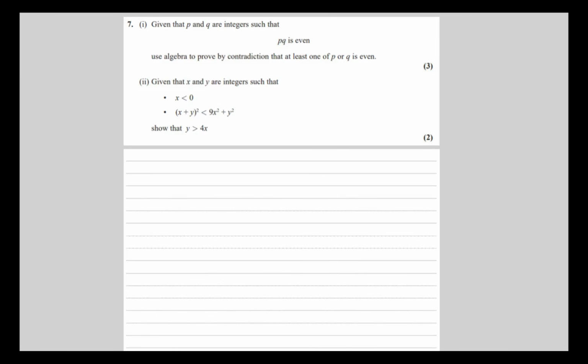So for the second part, we've got given that x and y are integers such that x is less than 0, x is negative, and (x plus y) squared is less than 9x squared plus y squared. And we need to show that y is bigger than 4x. So we're going to just use algebra here. We're going to simplify this. That (x plus y) squared, square it.